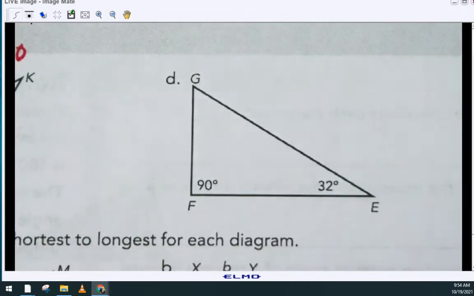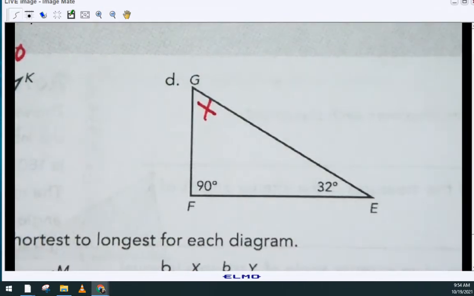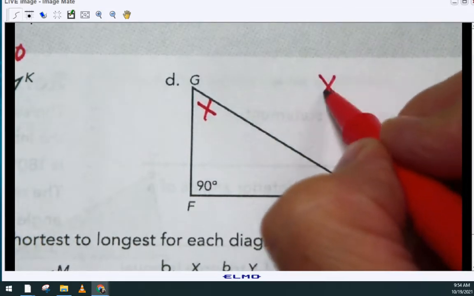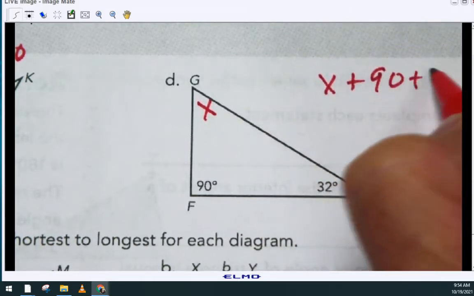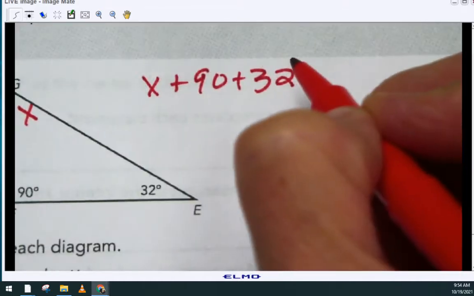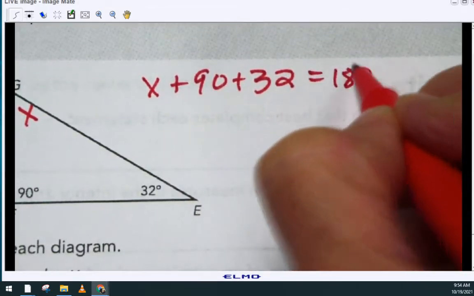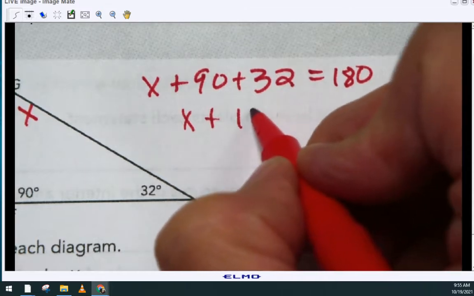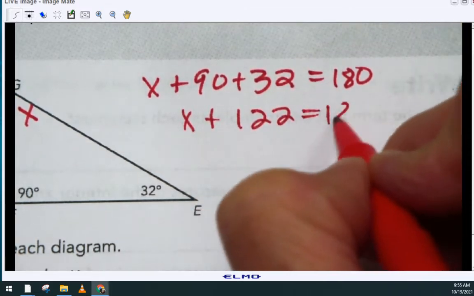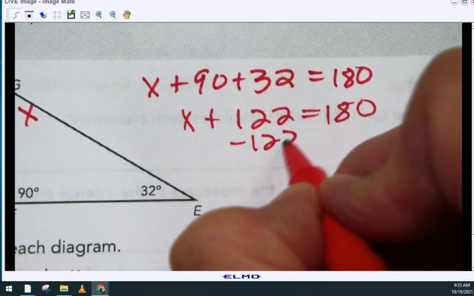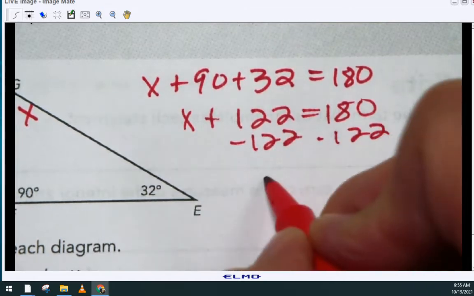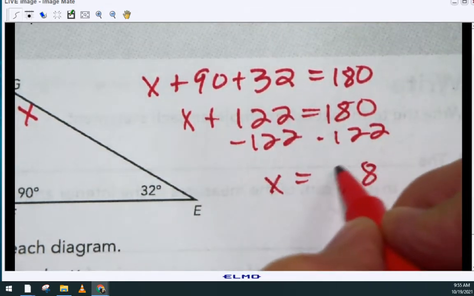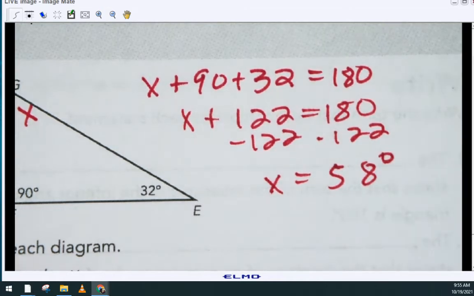This next one, again, these are all the angles inside of a triangle. So x plus 90 plus 32 equals 180. So x plus 122 equals 180. I subtract 122 from both sides of the equal sign. So 58 degrees.